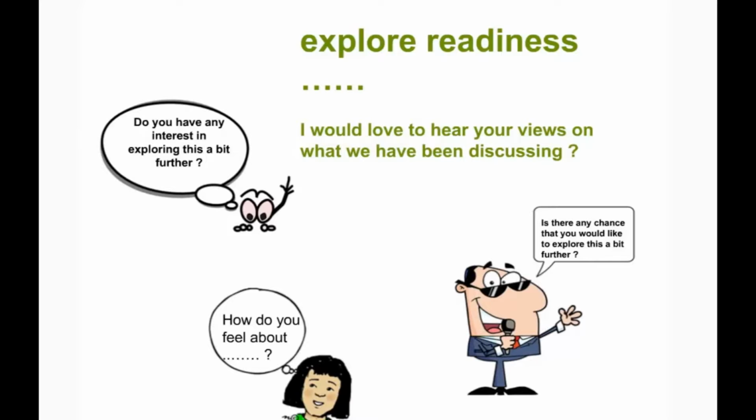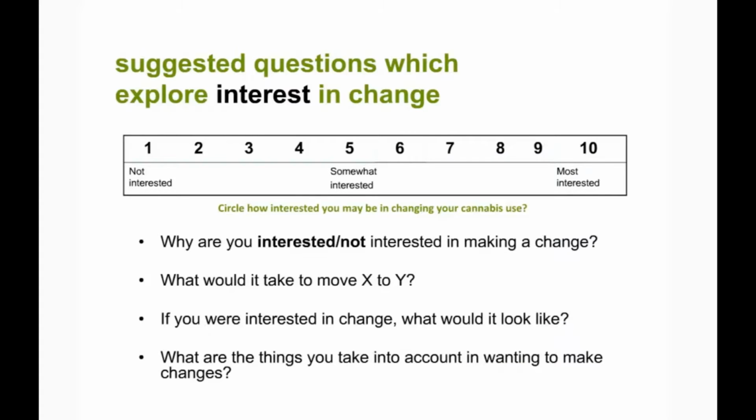Now, to make it a little bit more concrete, you might want to administer the interest ruler, and this is what it looks like. It's really just a gauge on a score of 1 to 10, and you might invite Dave to say, look, tell me, can you just circle for me on a scale of 1 to 10 how interested you might be in changing your cannabis use? Now, as far as Dave is concerned, there's a 4.